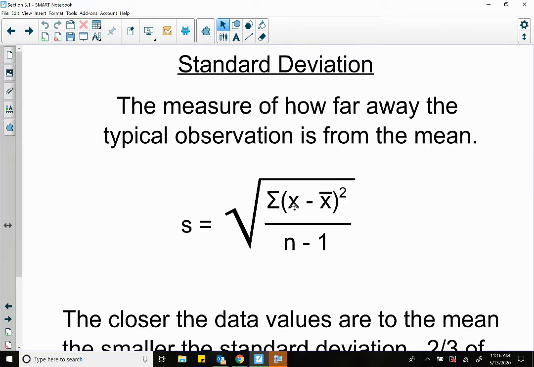So first you've got to subtract the mean from every data piece, then you're going to square that answer, and then you will perform the summation. We'll add it all up. And then once you've got that number, you're going to divide by n minus 1 and take the square root of that answer, and that's what we call s, the standard deviation. Okay?